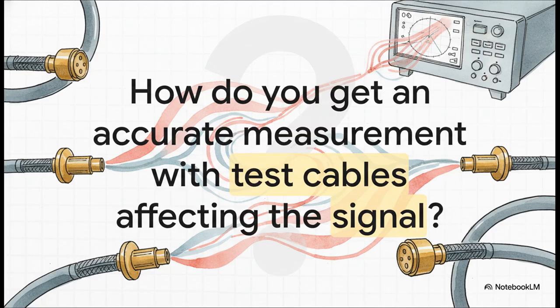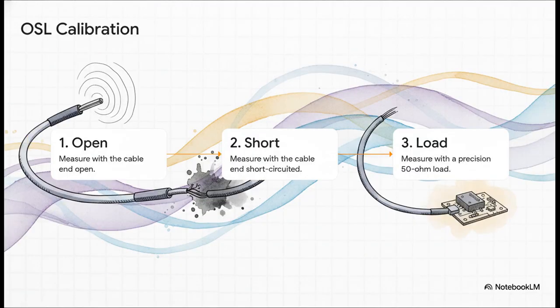So how do we fix that? The answer is a critical ritual, a 3-step process called an open short load calibration, or OSL for short. It's pretty straightforward. You take 3 known standards. First, you measure with the cable end just open. Then, you measure with it short-circuited. And finally, you measure it with a super precise 50-ohm load. By doing this, you're essentially teaching the VNA what your test setup looks like, so it can completely ignore it and focus only on what comes after.